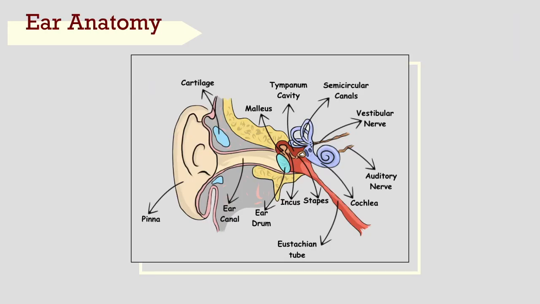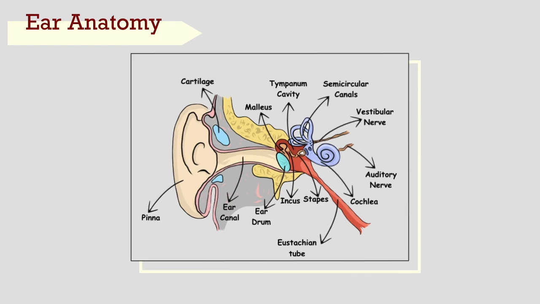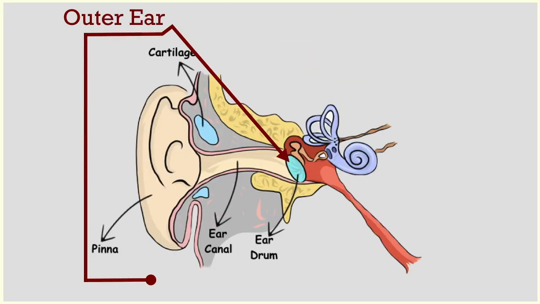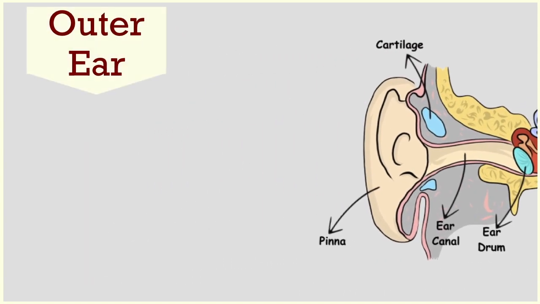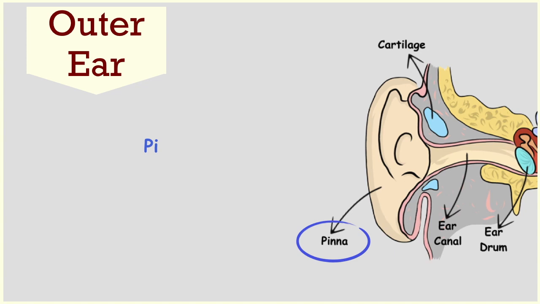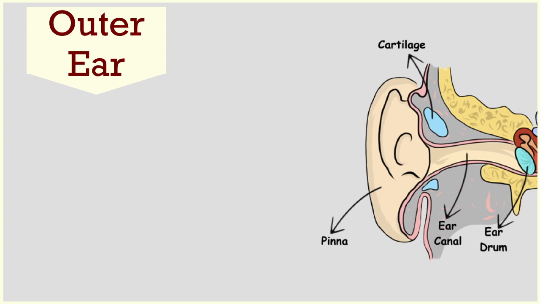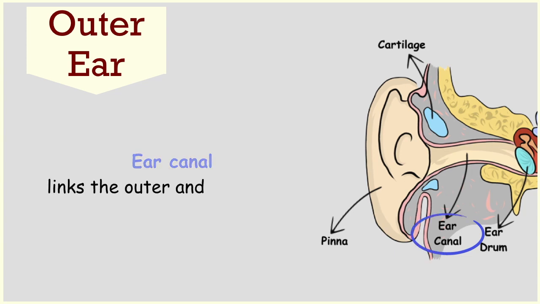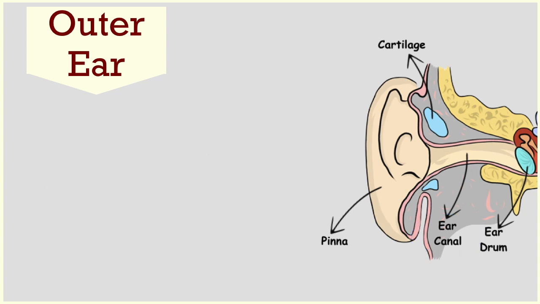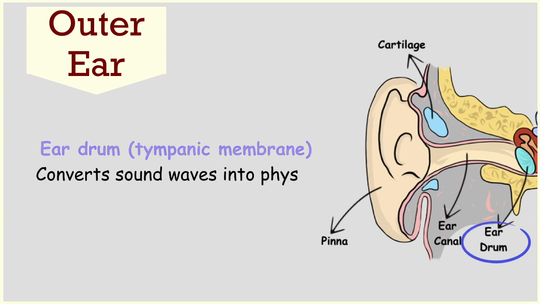Ear anatomy. The ear is made up of the outer, middle, and inner ears. The outer ear consists of the pinna, the external auditory canal, and the tympanic membrane. The pinna collects the sound and amplifies it. The ear canal, or auditory canal, links the outer and middle ear. The eardrum, or tympanic membrane, converts sound waves into physical vibration.